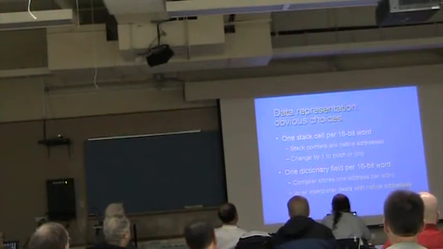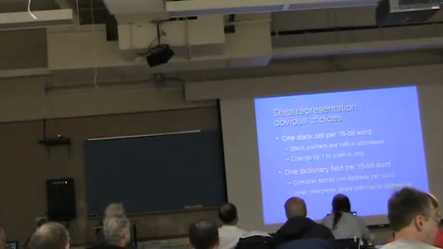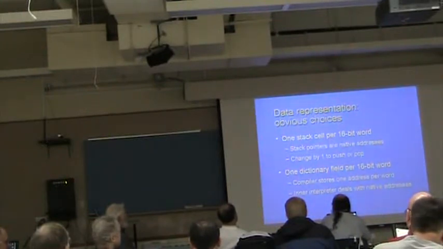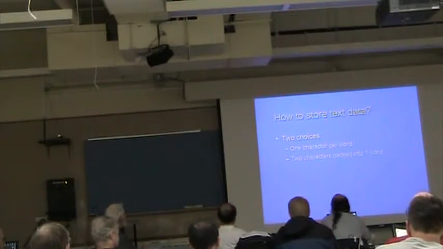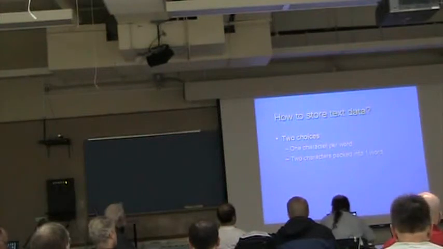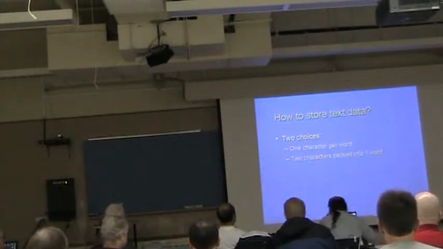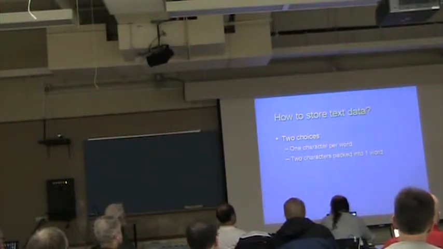And likewise, one dictionary field per 16-bit word, so the compiler stores code field addresses in successive machine words, and the inner interpreter just deals with native machine addresses. So all that was pretty obvious. But the more difficult question was what to do about text data. In those days, ASCII was the standard that we used, and it was a 7-bit code, so you could fit 2 characters into one word if you wanted, or you could unpack them and just have 1 character per word and have the rest of the bits be 0.